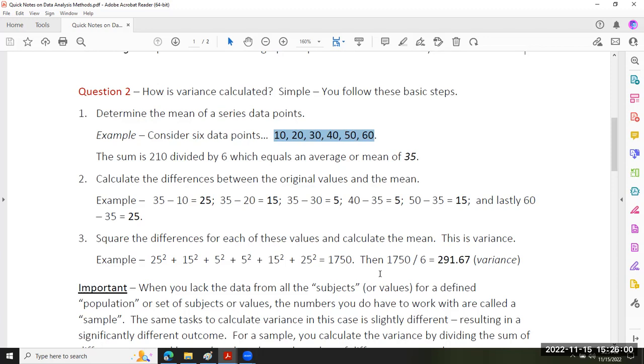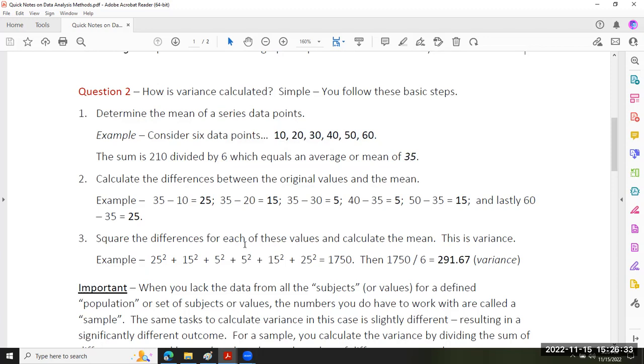So the first step is to take each of the data points and add them. That gives you a total of 210, and then divide by 6. That gives you the average or mean of 35. So if we take 210 and divide by 6, we add all of these up, we get 210. There are 6 data points, so we divide by 6. The average value for each data point is 35. All right, that's the first step.